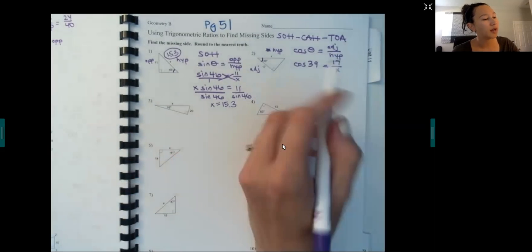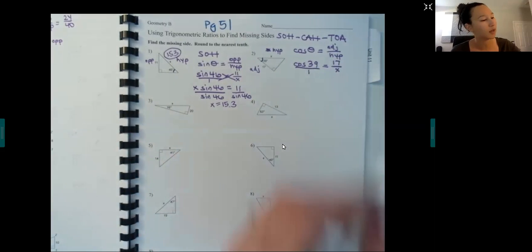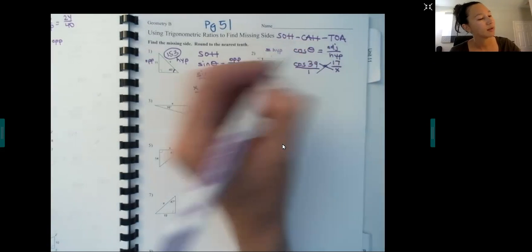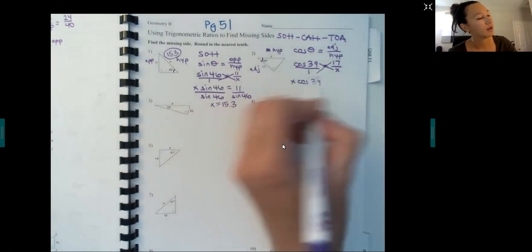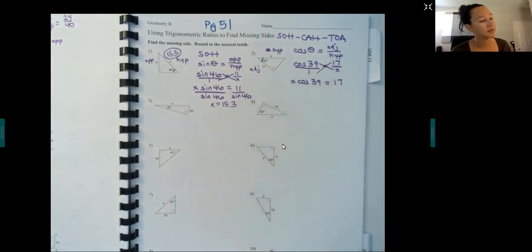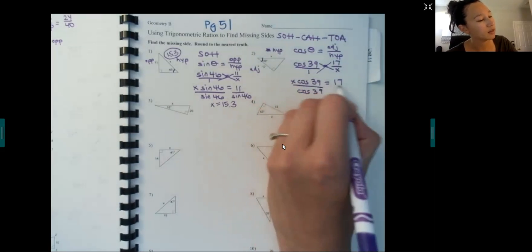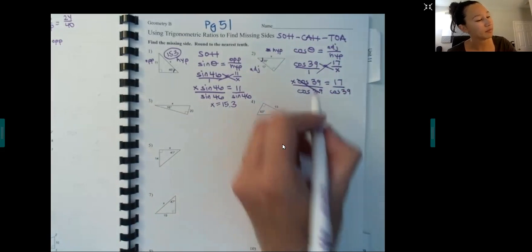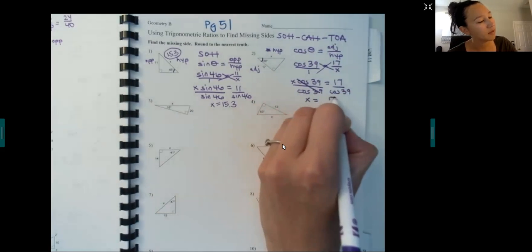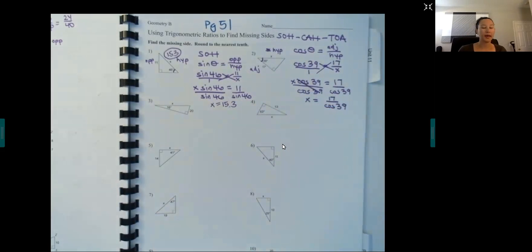Okay, and then we're just going to go ahead and solve for x by just cross multiplying. So we'll turn cosine of 39 into a fraction so we can cross multiply. So we have x times the cosine of 39 equals 1 times 17, which is just 17. So then we're going to divide by the cosine of 39 to solve for x. Those cancel out. X equals 17 divided by the cosine of 39.